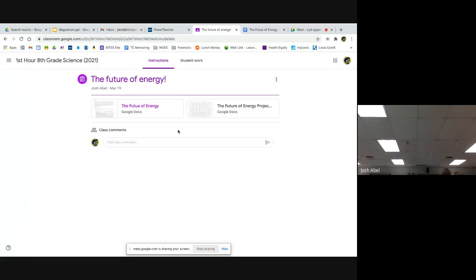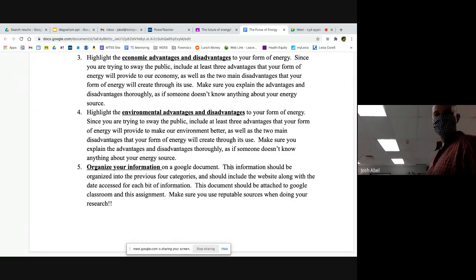Now, as you're doing that, I want to show you guys the last part of the project. And this is the part that you're actually going to start on today, okay? So if you go back to this, the last thing is you're going to do a little research, okay? Obviously, you don't know all the advantages and disadvantages. You don't know how much money is spent or how much money it's going to cost or things like that, right? So what you're going to be doing for number 5 there is you're going to organize your information onto a Google document, which is what we just created. Information should be organized into the previous 4 categories and should include the website along with the date accessed. That's an important thing for each bit of information. Document should be attached to Google Classroom, which we just did.